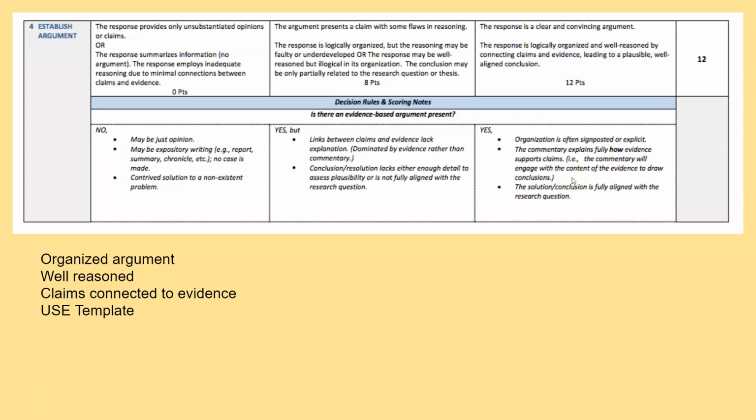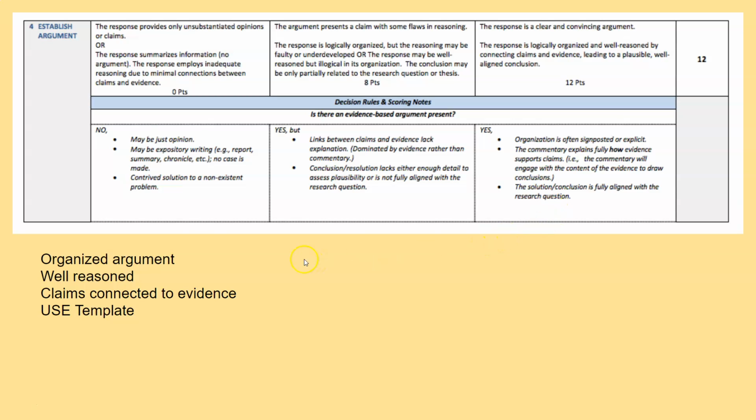Remember, every time you make a claim, you have to have your reasoning and your evidence. And remember, reasoning and evidence can be flipped. Sometimes you present the evidence first and then your reasoning, or your reasoning first and then the evidence. The commentary will engage with the content of the evidence to draw conclusions. The conclusion is fully aligned with the research question. We talked about that yesterday. Make sure that at the very end of your paper, when you read the whole paper, your question and your conclusion are tied together closely. If not, change your question.